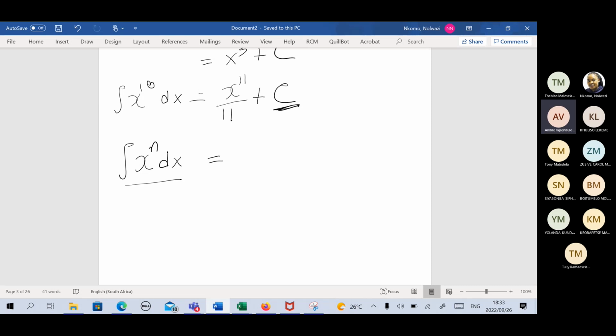What's the significance of adding the c? Why do we have to always add the c? Because we are trying to go back to the original function, right? And we are not sure whether the original function had a constant or it didn't. If it didn't have a constant, then you assume c is 0. Okay, I understand.